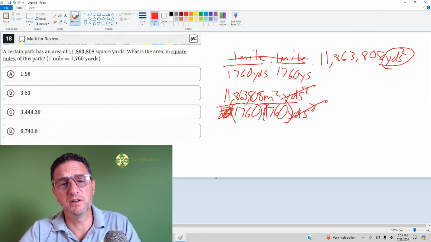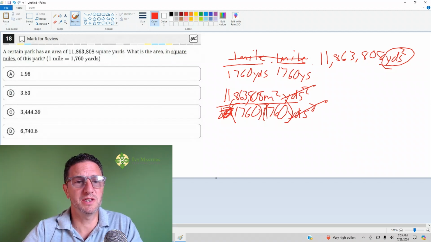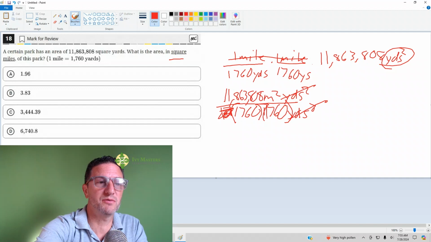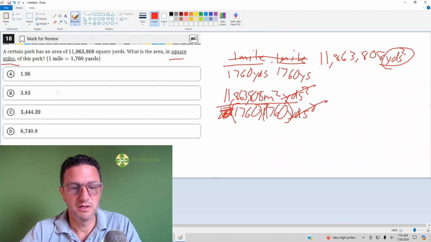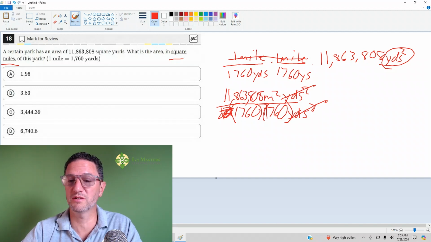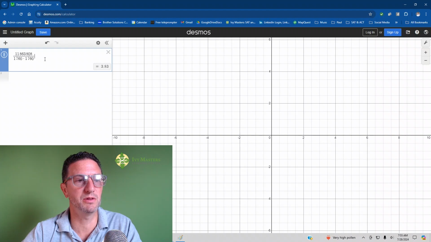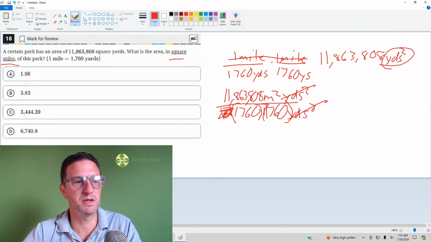So at this point, you could just throw this into Desmos. It is asking for square miles. I have miles squared up top, so I'm set up correctly. So you could just throw this into Desmos. It's going to be that 11,863,808 up top, and 1760 times 1760 down below. It's going to look like this. Then you get your answer, 3.83. Your answers are in decimal form here. So you mark your answer B, move on.